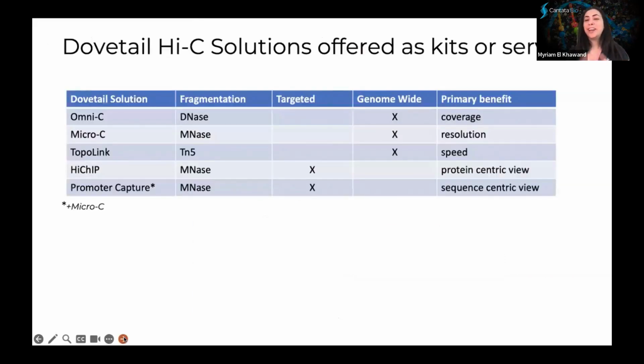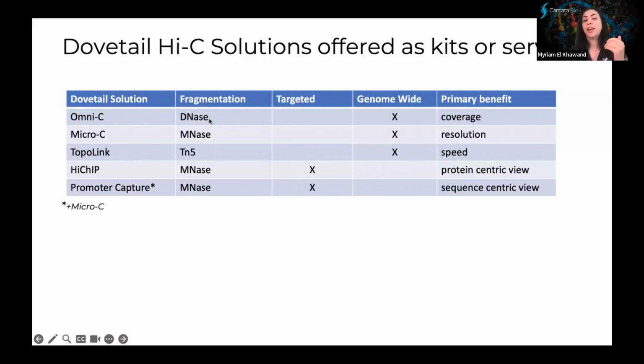Now, a little bit more into the Hi-C solutions that are offered by Dovetail. So you can think through these Hi-C assays when we get to our decision tree and decide which one is the one that is right for you. And all of these solutions are actually offered as kits or services. So you have that option available to you, but it starts with knowing which is the best suited assay for your research. So to start with Omni-C, the Omni-C assay uses DNase to digest the chromatin.